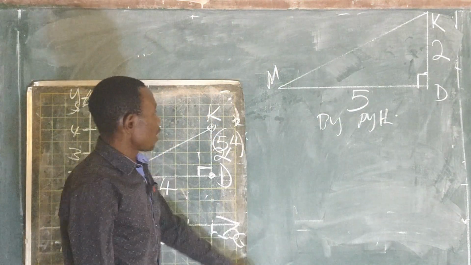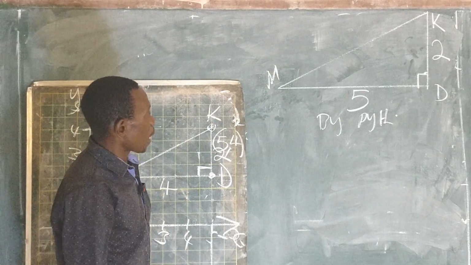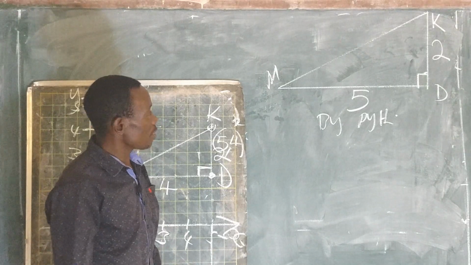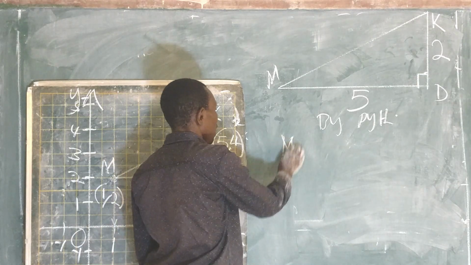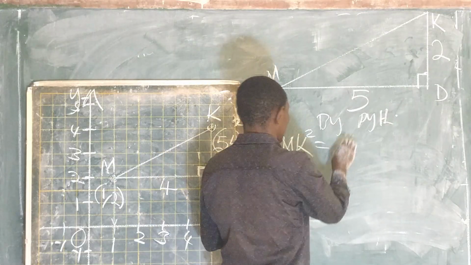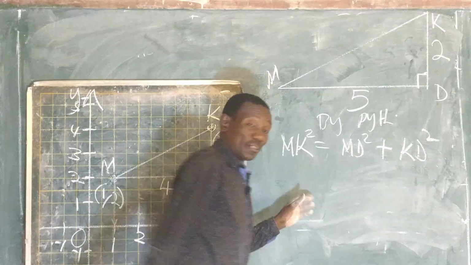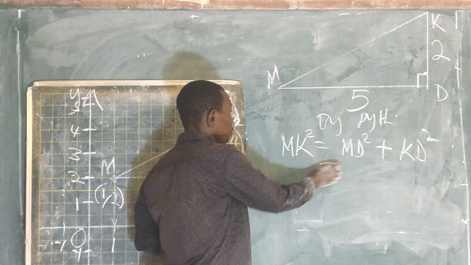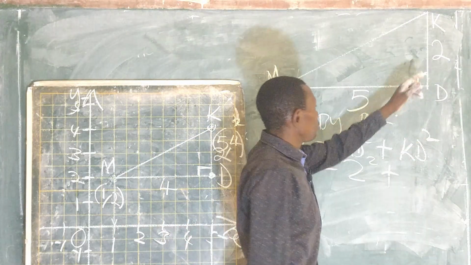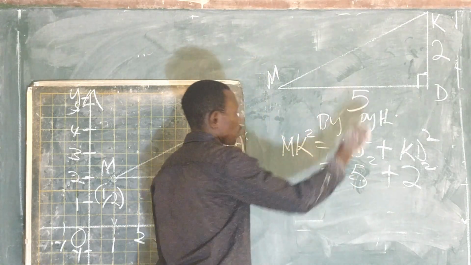Theorem, you'll realize that the distance MK is the hypotenuse side. If you remember the statement of Pythagoras, the square of the hypotenuse side, which is MK in this case, the target, squared is equal to MD squared plus KD squared. So what is MD? 2 units, so we write 2 squared. Plus, what is KD? 5 squared.